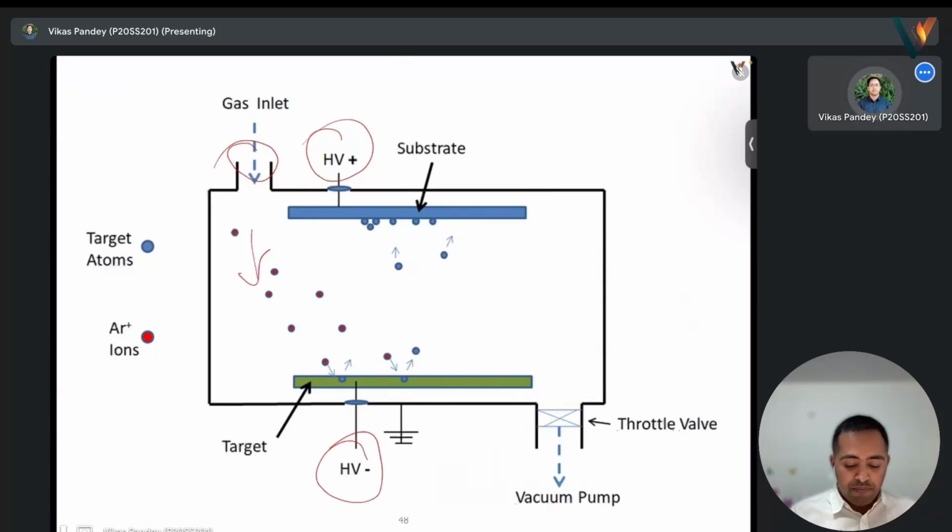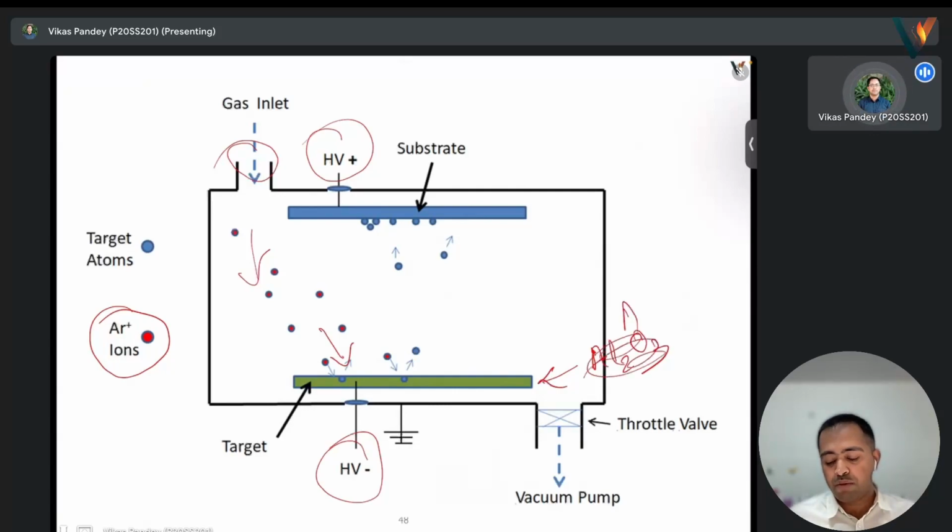Since these are positive argon ions, they will go towards the negative electrode. And here our material, say Al2O3, is kept. High voltage is there, so let's say aluminum is kept. The argon ion will come and strike it. Once it strikes with so much energy, it will knock out some material, and the argon will get its electron and convert back into argon.